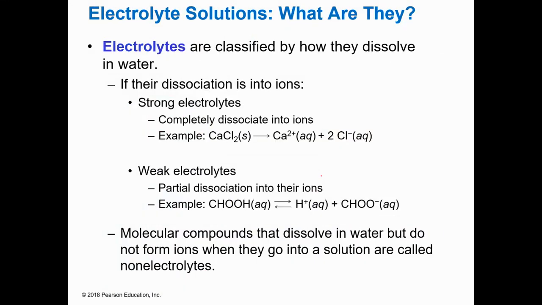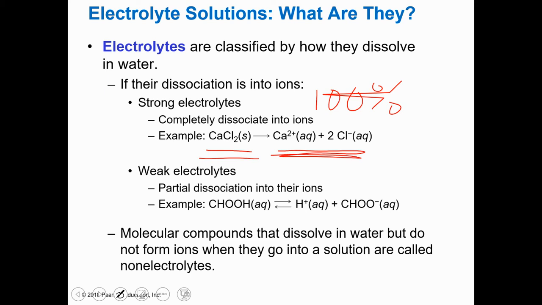Okay, so there are two types of electrolytes. There's strong electrolytes and there's weak electrolytes. Strong electrolytes 100% ionize. So that means that all of my solid, when it's put into the water, all of it will break up into ions. We call that complete dissociation.